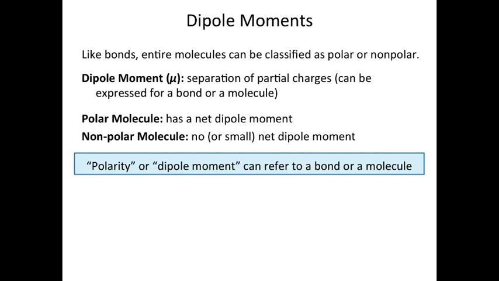So we can take the same definition for a dipole moment, still has the same sign, mu, and talk about this as separation of partial charges across a whole molecule instead of across a whole bond. So we can use the phrase a polar molecule: the molecule has a net dipole moment. A nonpolar molecule does not. And keep in mind, to be polar means that you have a net dipole moment. And the word net here just means summed across the molecule.